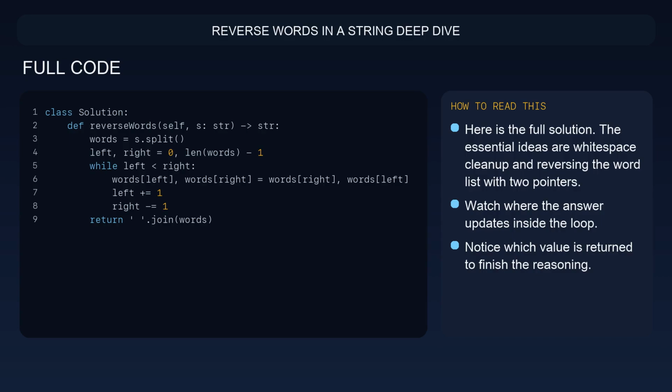The essential ideas are whitespace cleanup and reversing the word list with two pointers. In the code, focus on two checkpoints. Watch where the answer updates inside the loop. Then notice which value is returned to finish the reasoning.